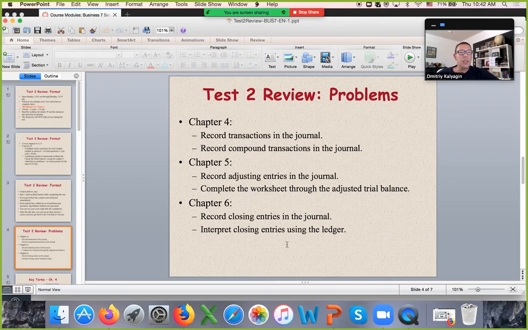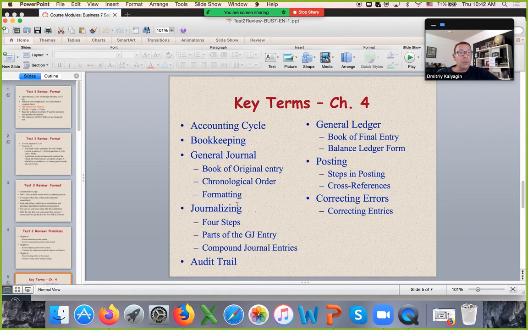And in chapter 6, you will journalize 4 closing entries, and you will also interpret closing entries using the ledger. I will give you the completed ledger, and you will have to tell me what every entry in the income summary account means. Is it total revenues? Is it total expenses? Is it net income or net loss? Guys, these are key terms for chapter 4.